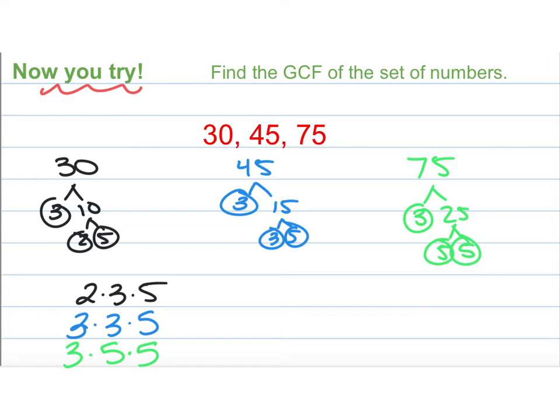So when I look at what they have in common, I see that they all have a 3 and they all have a 5. So 3 times 5 is 15. So the greatest common factor of 30, 45, and 75 is 15.